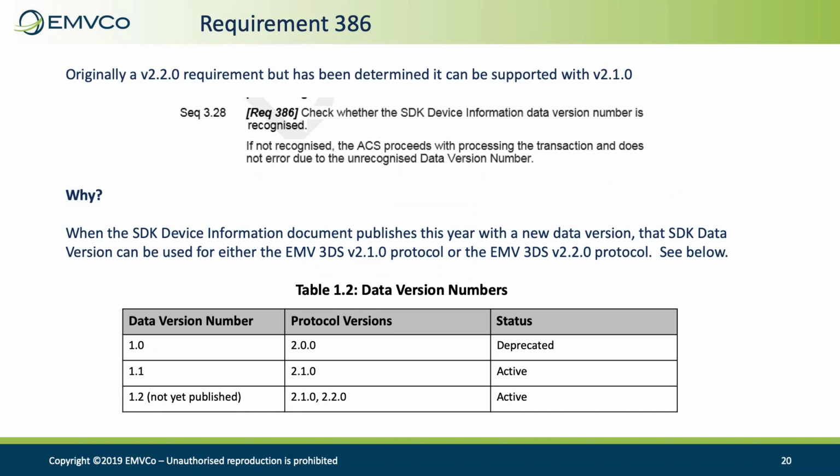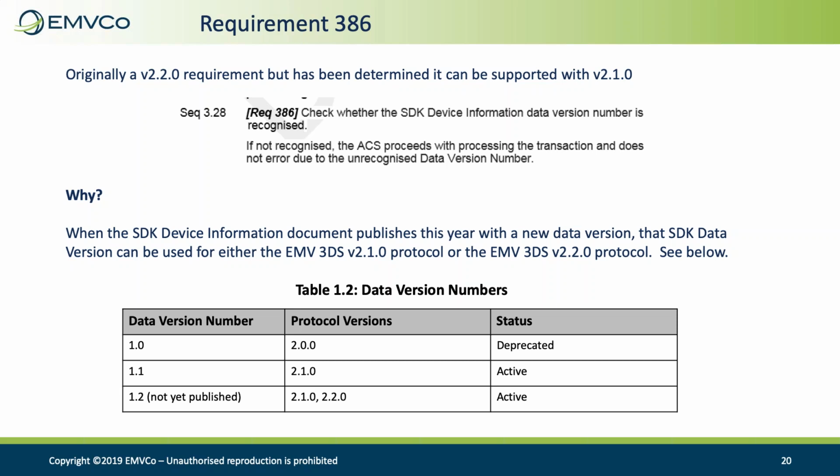If they are active, then the expectation is that there is support for processing that active version. Moving on to requirement 386, this was originally a version 2.2.0 requirement, but it was determined that it can be supported with version 2.1.0. This requirement checks whether the SDK device information data version is recognized, and if it's not recognized, the ACS proceeds with processing the transaction and does not error due to the unrecognized data version.